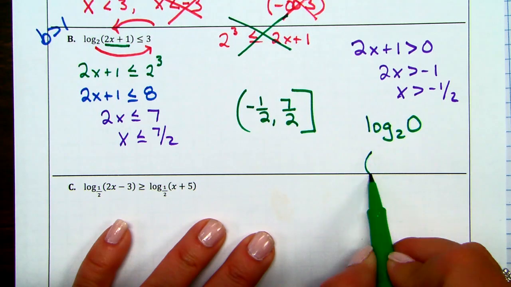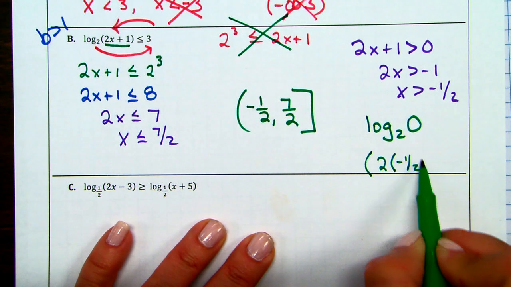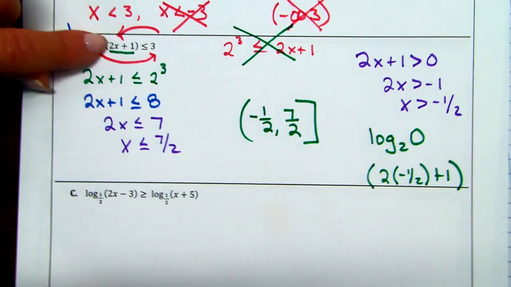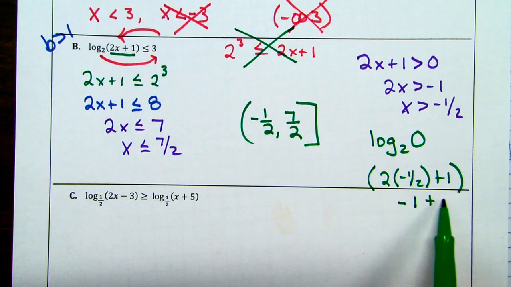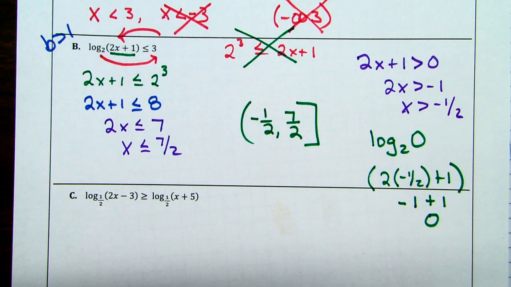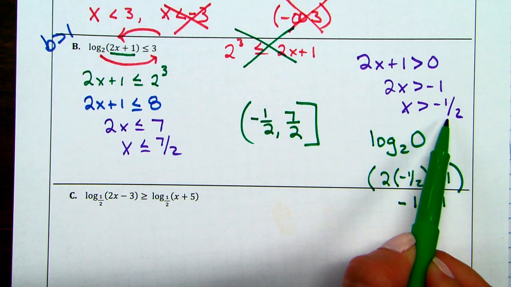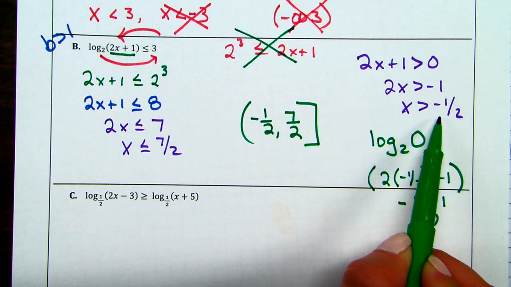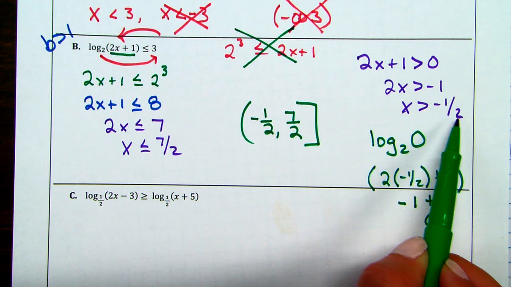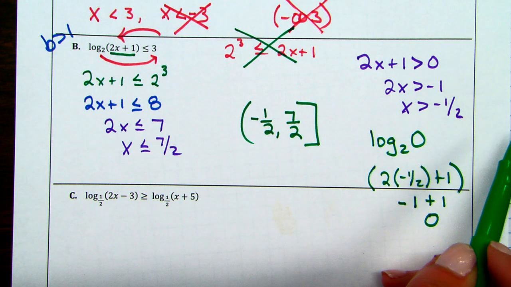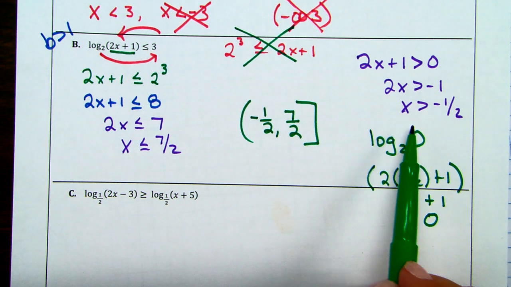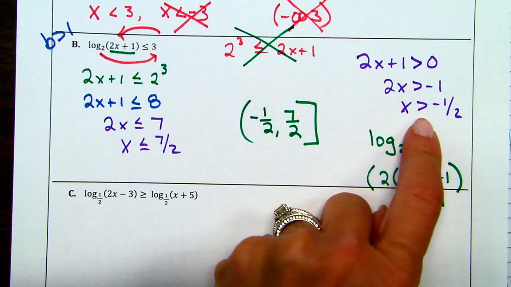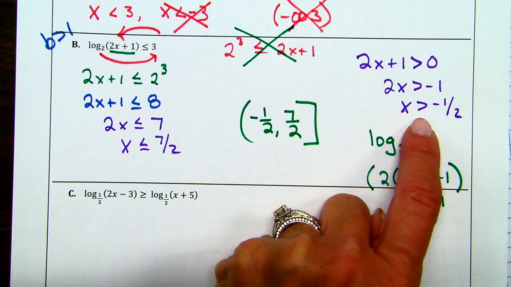If I plug a negative 1/2 into here, 2 times negative 1/2 is negative 1, and negative 1 plus 1 is 0. So I can't have negative 1/2 or anything less. Oh, you're saying, okay. Greater than negative 1/2. Yeah, okay, right. X, we're both saying the same thing. That's what this says. X can be anything greater than negative 1/2, including 0.